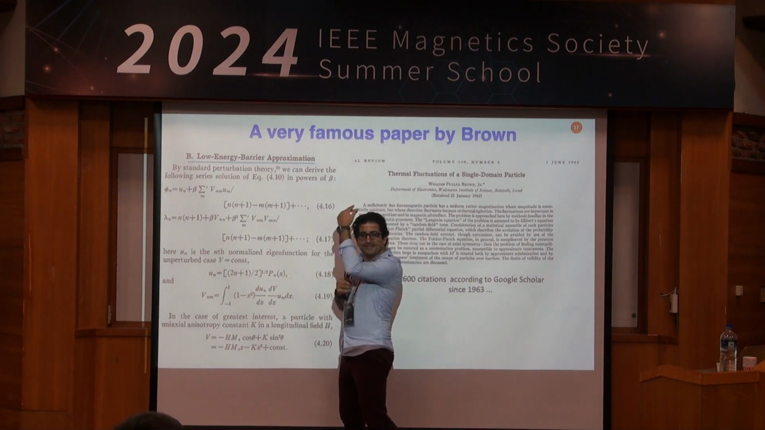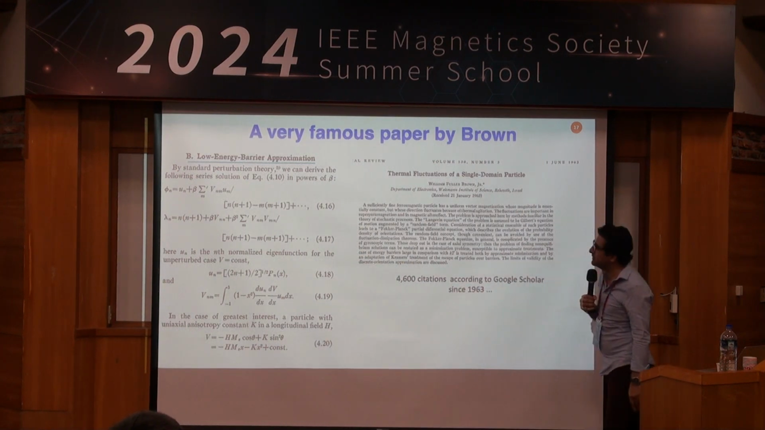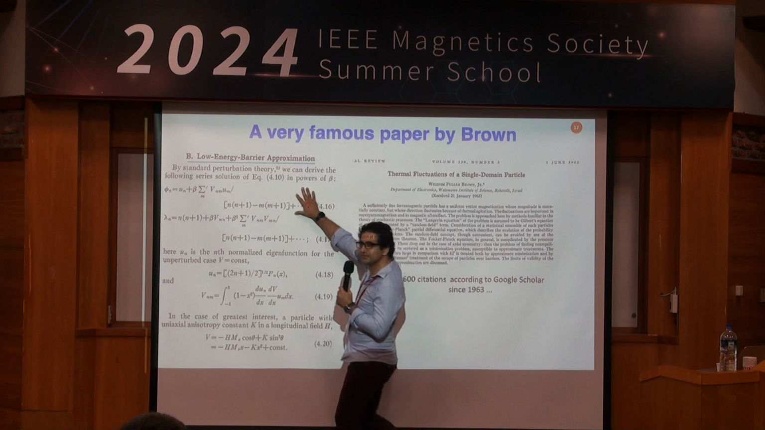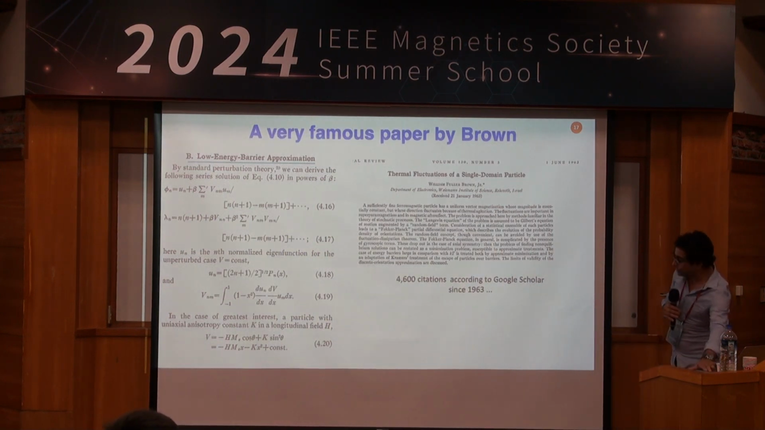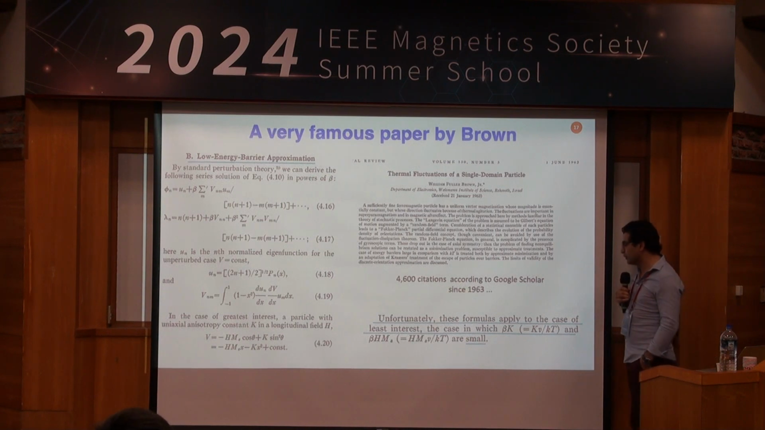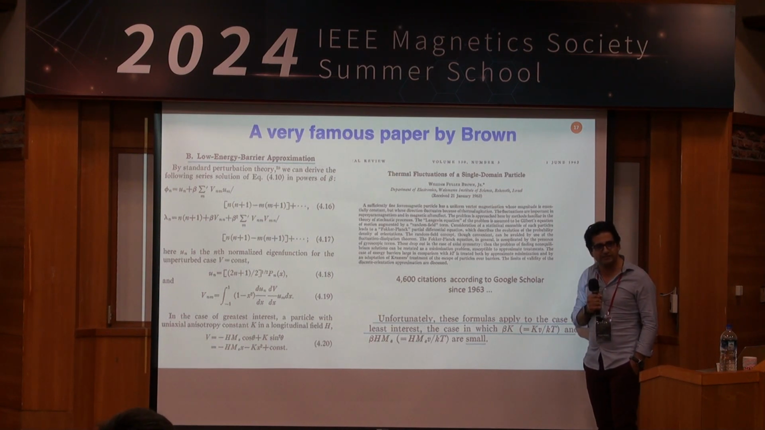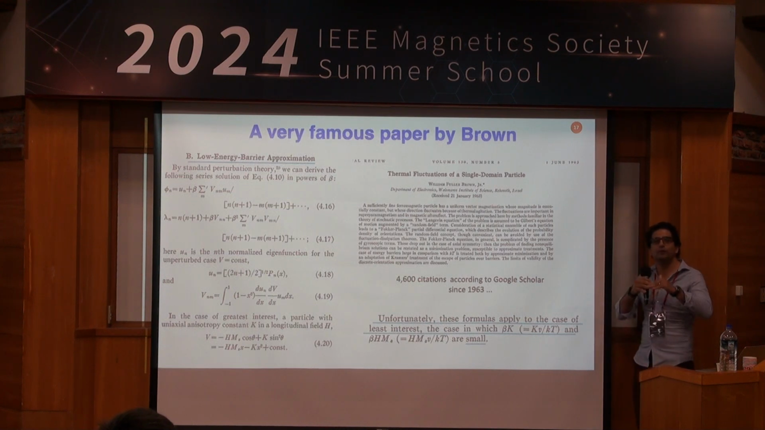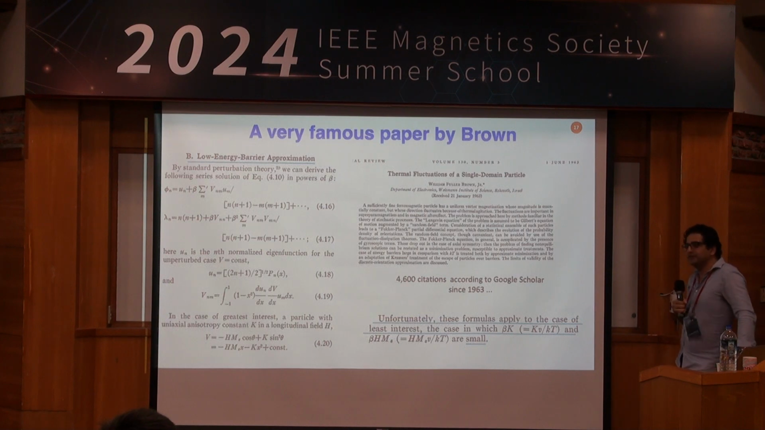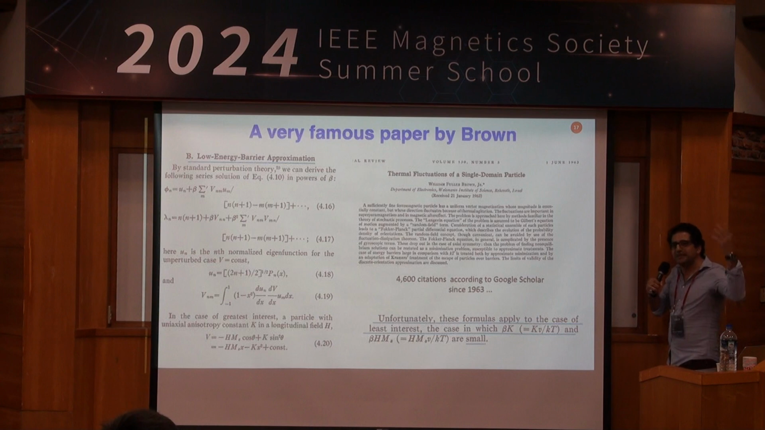Great. So let me read what the great Brown had to say about this. Formulas on perturbation theory, and then this is how he concludes. He says, unfortunately, these formulas apply to the case of least interest, in which the anisotropy is small, which is this low barrier limit. So this is a little bit like that anti-ferromagnetism comment from Neel, that it's never going to be useful.